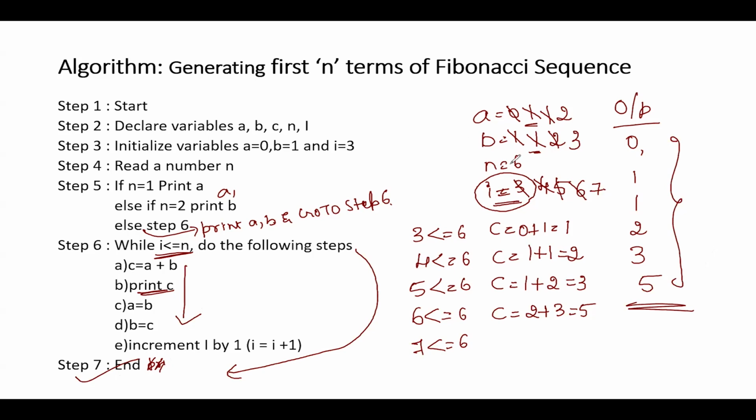Similarly, you can give more n values like 10, 20, and you can try iterating this and you can see that this will work. And even if you give n value as 1 or 2, it will print only the first 2 terms. If at all you're giving more, it will print that many terms. All right, I hope this algorithm is clear.